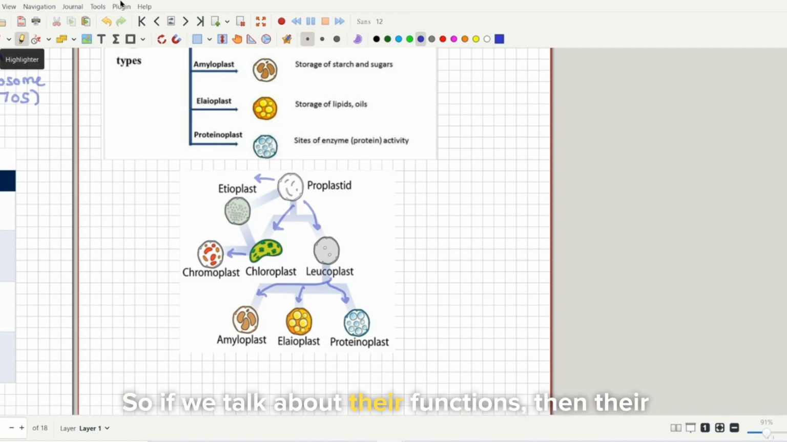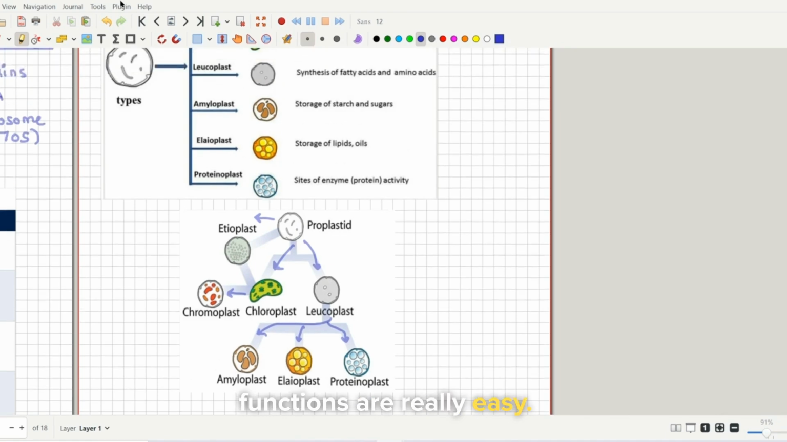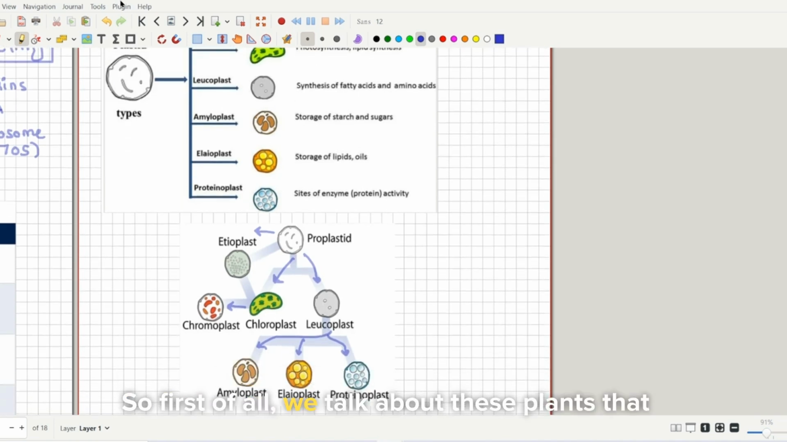If we talk about their functions, their functions are really easy. You can just memorize them during the lecture. First of all, we talk about the plasts that come from leucoplast: amyloplast, elioplast, and proteinoplast. The function of proteinoplast is simple: it stores proteins, as the name tells. If we talk about elioplast, elio has an L and lipid also has an L. That's why elioplast helps in the storage of lipids.